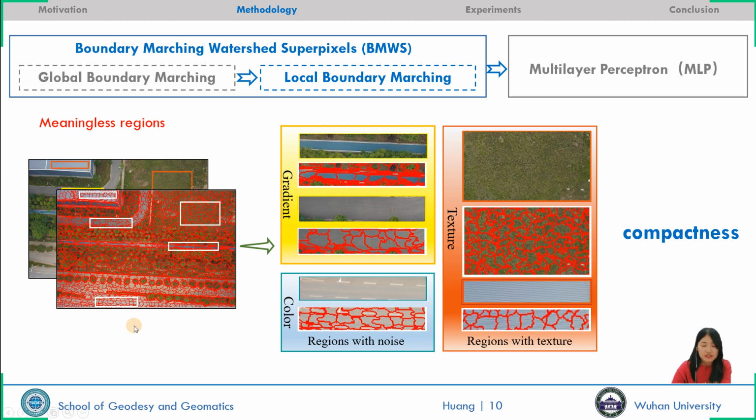Then, the local boundary matching. This step focuses on the compactness of superpixels in the meaningless regions. Meaningless regions include road, grass, house surface, etc. In this step, we first filter meaningless regions based on gradient, color, and texture constraints, and then relabel the local boundary pixels.